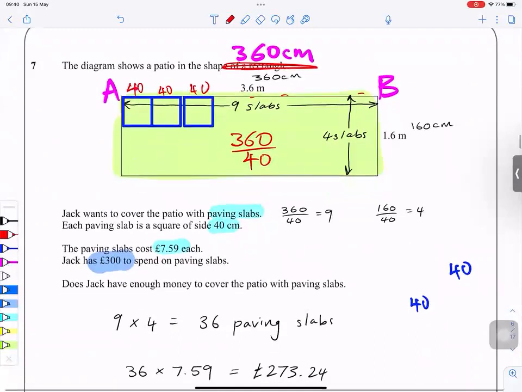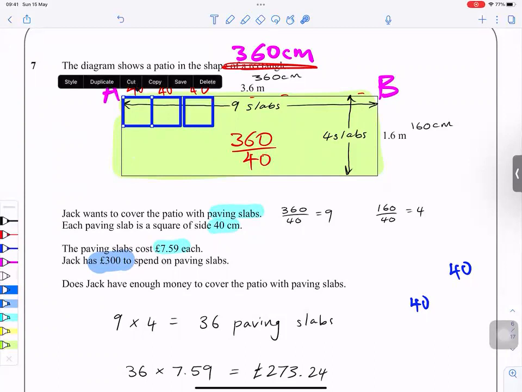360 divided by 40, it gives you, sorry, not 4. 360 divided by 40 is 9. So that means there'll be 9 of them that way. And then you want to do 160, because on this side, you want to see how many of them you can put on this side.